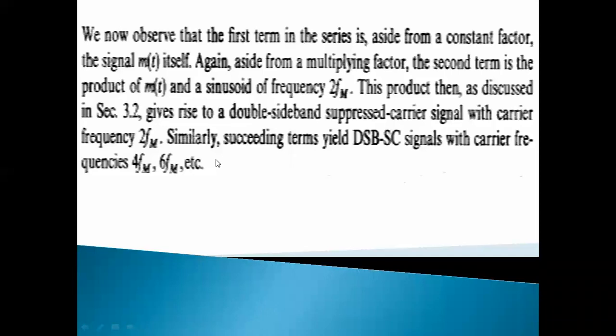The product multiplier may also be called a balanced modulator. So the balanced modulator output is a DSBSC signal, because the balanced modulator is also a product multiplier. That's why the M of t and S of t product gives a DSBSC signal. And the carrier frequencies are 2fm, 4fm, 6fm like that. What is fm? The highest signal frequency.